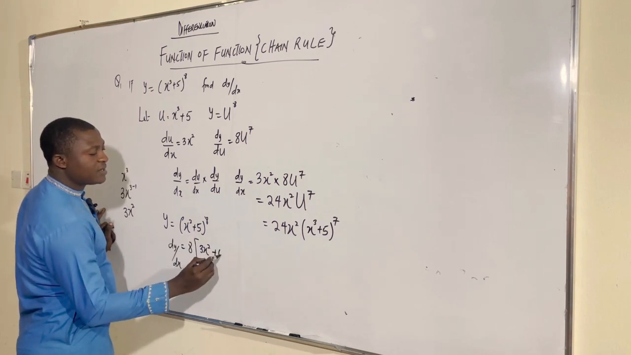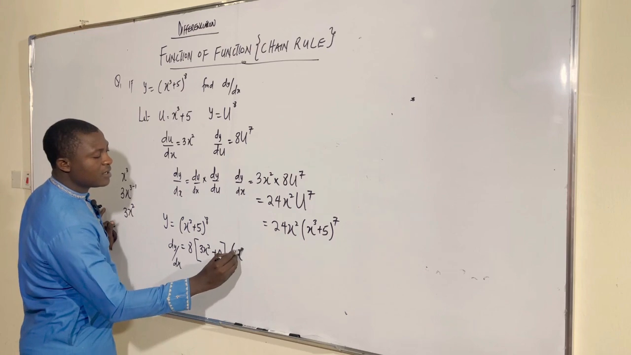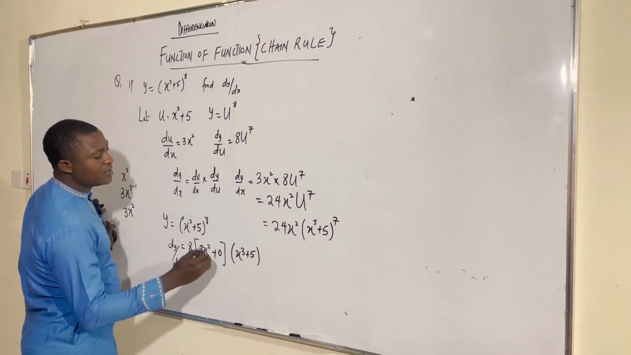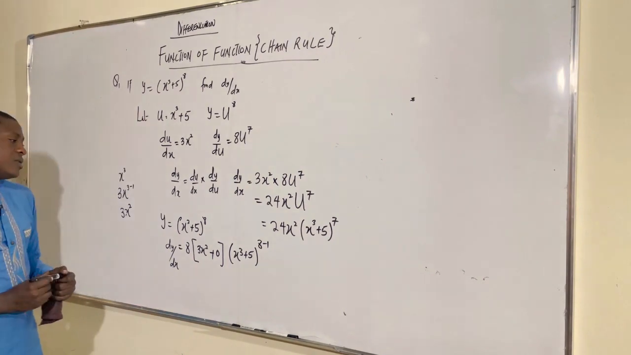Differential of 5, that's going to be 0. Then you will write the problem itself, and the problem itself is x cubed plus 5, then you subtract 1 from the power. Can you see that? Let me repeat this method again.